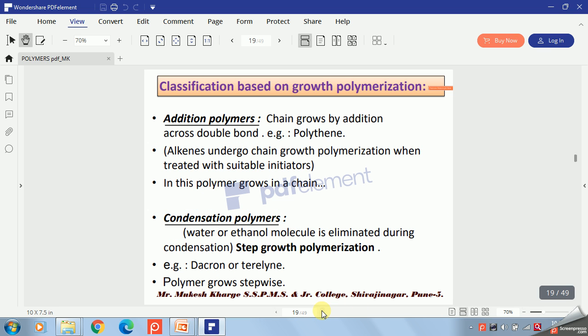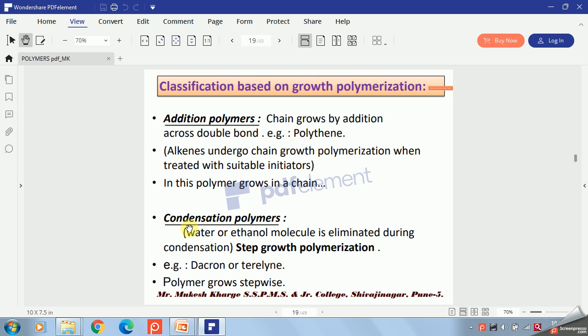Then the next type of classification is based on growth polymerization. So we already discussed the addition polymers and condensation polymers when we discussed the process of polymerization. So chain growth is by addition across the double bond. Example is polythene. Here alkenes are mainly used when they are treated with a suitable initiator.